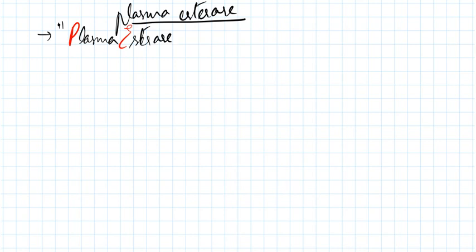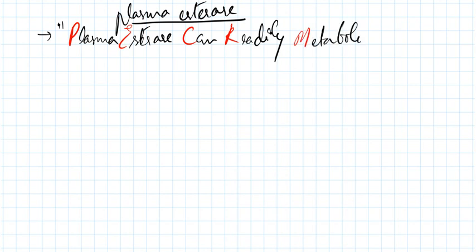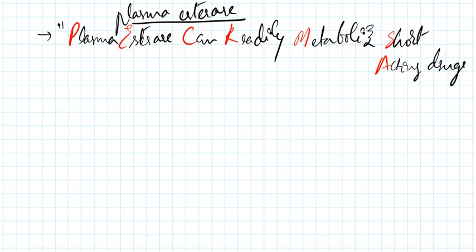Plasma esterase can readily metabolize short acting drugs. Guys, this is a mnemonic. Please remember, you will get an MCQ in INICET or NEET PG for sure. Metabolize short acting drugs. Plasma esterase. So what are these examples?